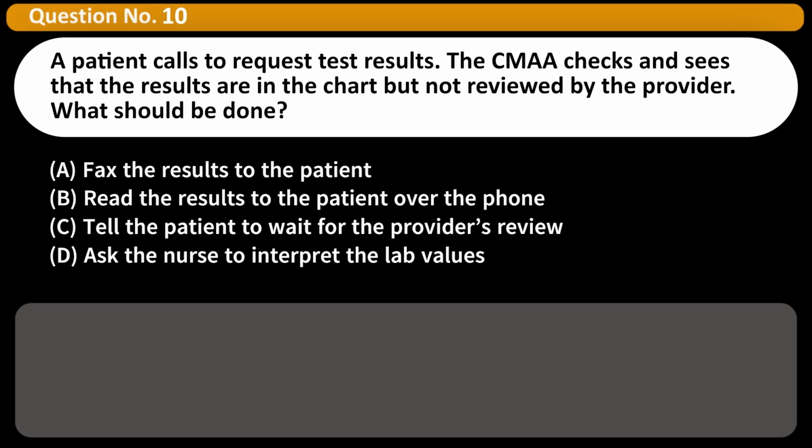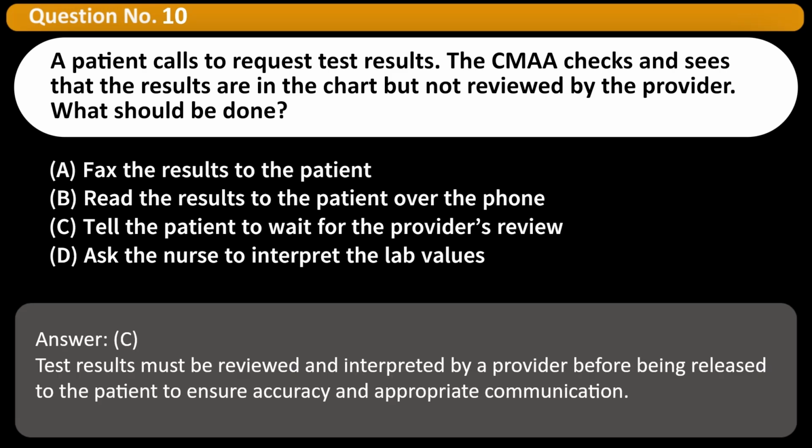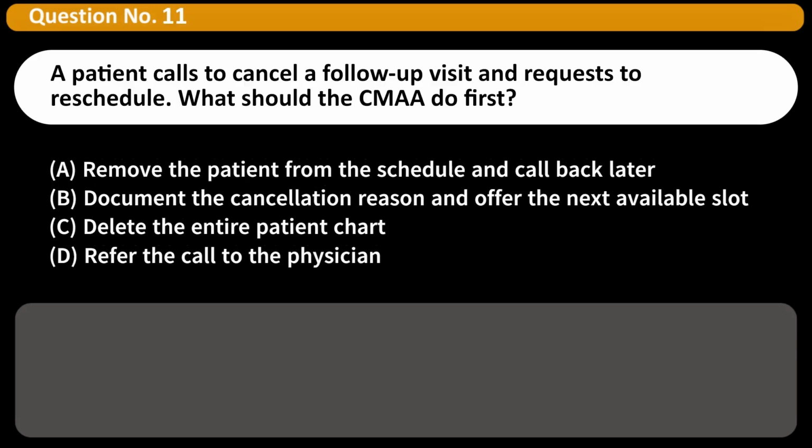B. Read the results to the patient over the phone. C. Tell the patient to wait for the provider's review. D. Ask the nurse to interpret the lab values. Answer: C. Test results must be reviewed and interpreted by a provider before being released to the patient to ensure accuracy and appropriate communication. A patient calls to cancel a follow-up visit and requests to reschedule.